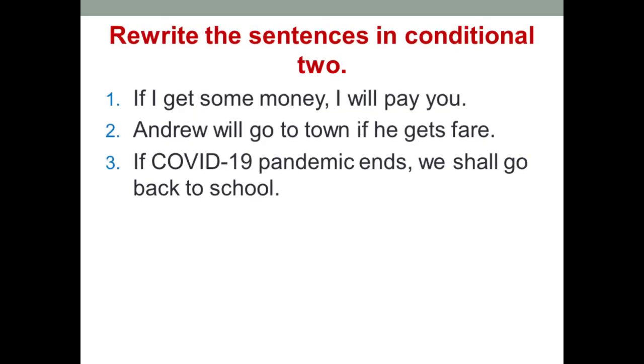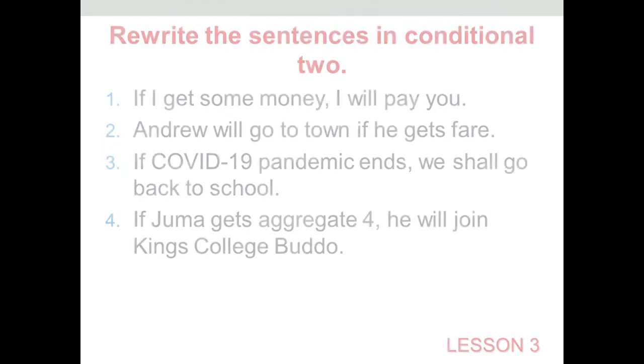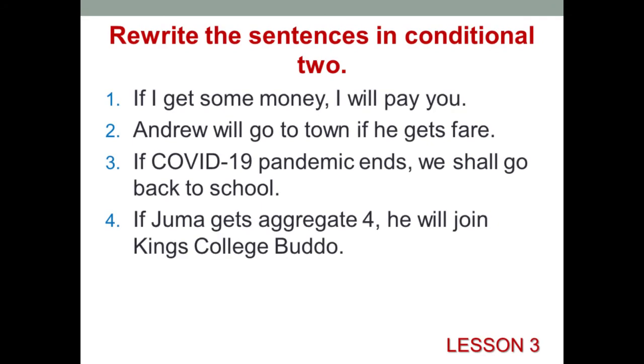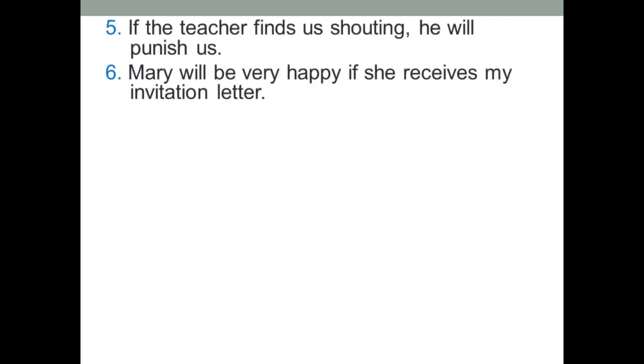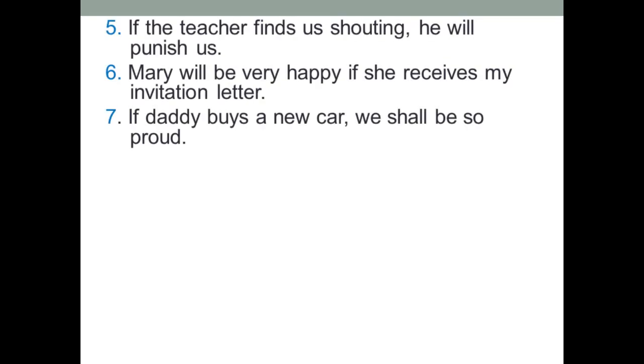Number 3, I think this is a wish to everyone. If COVID-19 pandemic ends, we shall go back to school. Number 4, if Juma gets aggregate 4, he will join King's College Budo. Number 5, if the teacher finds us shouting, he will punish us. Number 6, Mary will be very happy if she receives my invitation letter. Number 7, if Daddy buys a new car, we shall be so proud.